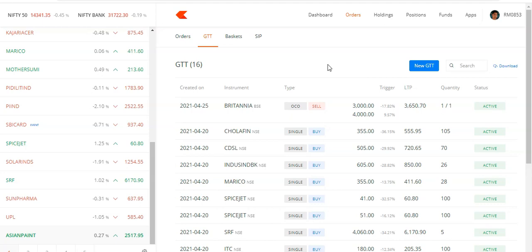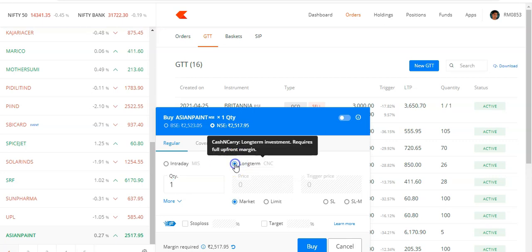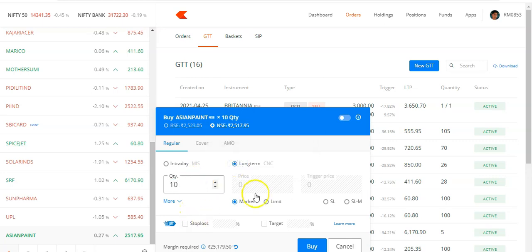There's one more way where you can place a GTT. I will explain that as well. Say for example, you wanted to buy Asian Paints at the current price today, not at a different price. So for example, in long term, you wanted to buy 10 quantity at market rate. And you wanted to place a GTT along with this order. How to do that? You just have to select this and select this. If you want only stop loss, you don't select this. If you want only target, not stop loss, you select only target. If you want both, you can select both.